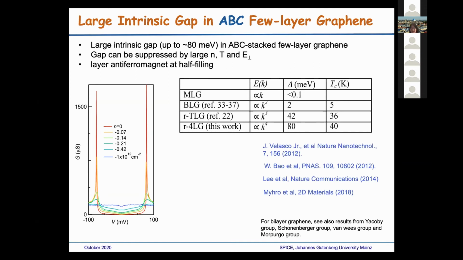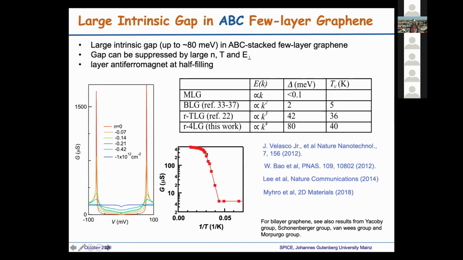Okay, so this is just some picture. This is another showing temperature dependence data, from which we can extract the gap size, in agreement with what we obtained from these nonlinear IV measurements.